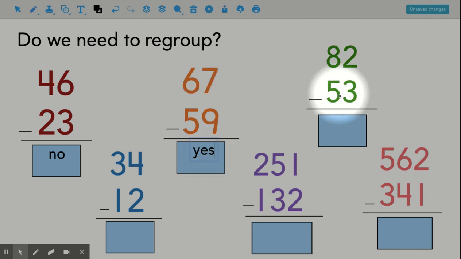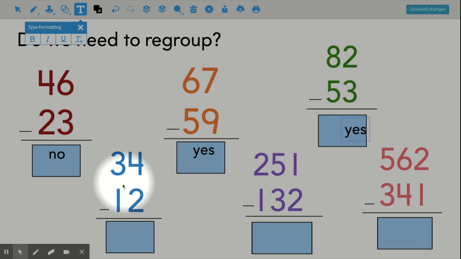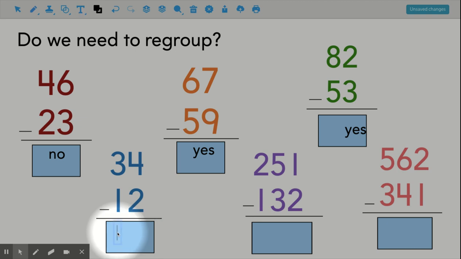Over here, 82 take away 53. We have 2 take away 3 in the ones column. If I only have $2, I cannot buy a candy bar that's 3. So do I need to regroup? Yes, I do. I'm going to have to borrow from Mr. 8. Okay. 34 take away 12. On 4 take away 2, it looks like I'm fine. If I have $4, I can spend $2. I don't need to borrow. 3 take away 1. I don't need to borrow on that either. So do I need to borrow or regroup? No, I don't.